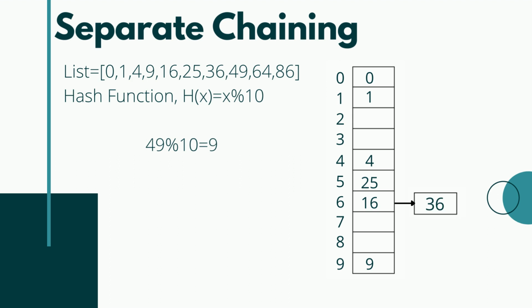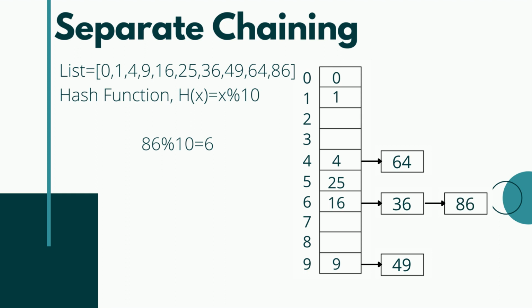Next, 49 mod 10 is 9, another case of collision. We create a linked list of hash value 9 and add a node to it with key 49. Then 64 mod 10 is 4, another case of collision. We create a linked list of hash value 4 and add a node to it with key 64. At last we have 86 mod 10, that is 6. Again, a case of collision. We add one more node to our linked list with hash value 6. So, this is how our hash table will finally look.